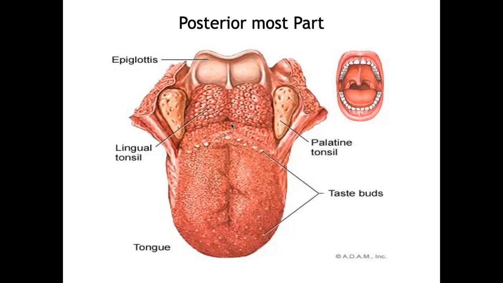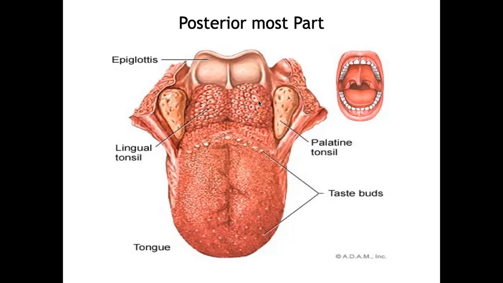you can see a lot of elevations. What are these elevations? You can see a nodular appearance. You cannot see this portion when you keep a mirror and try to check it, but you can see it in the dissection hall, once the tongue is totally removed, the surface of it is very much nodular. These nodules are nothing but the lingual tonsil.